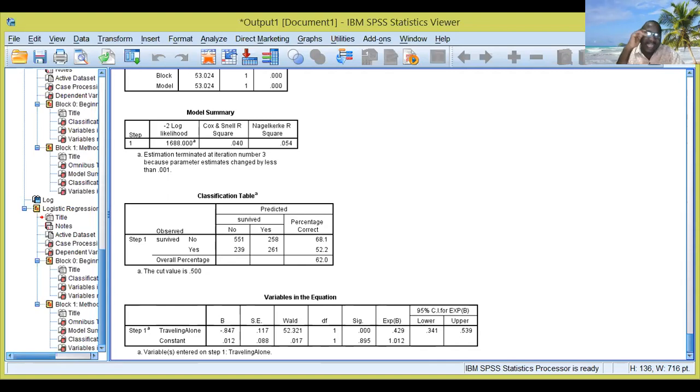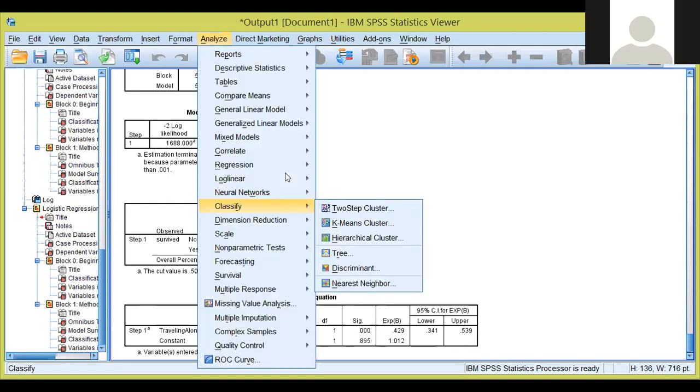So let's now build a model. I think the one that has the highest is this sex. The females are more likely to survive. Let's build a model now. Go to analyze.